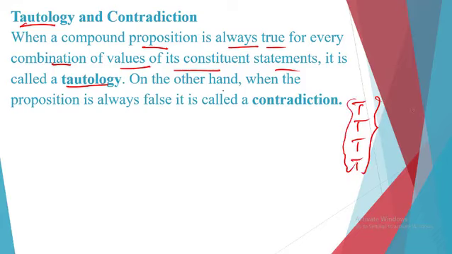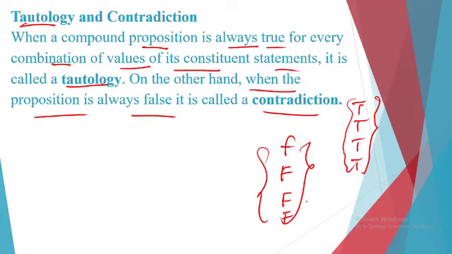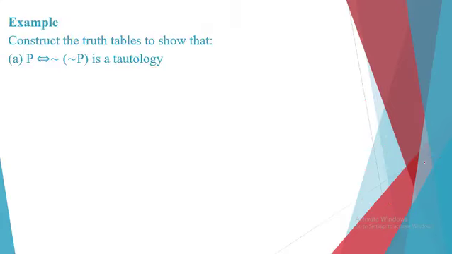On the other hand, when the proposition is always false, it is called a contradiction. When our final answer is always F, this is what we call a contradiction. It is a contradiction when it is false throughout, and a tautology when it is true throughout. Bear these two things in mind as we go ahead. Let us take some examples.